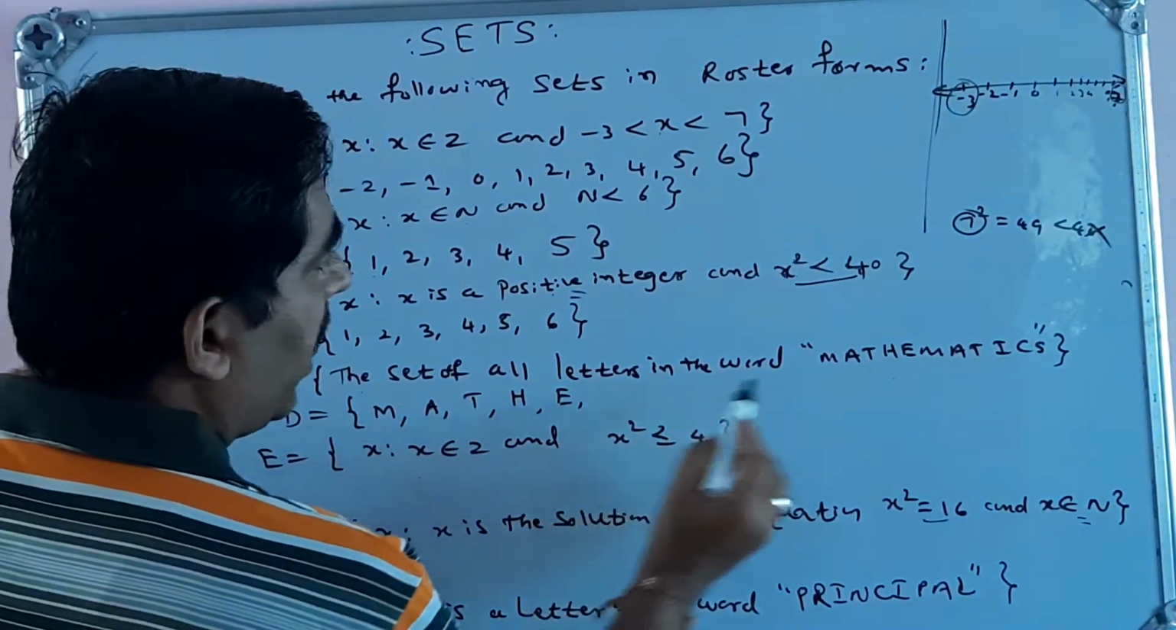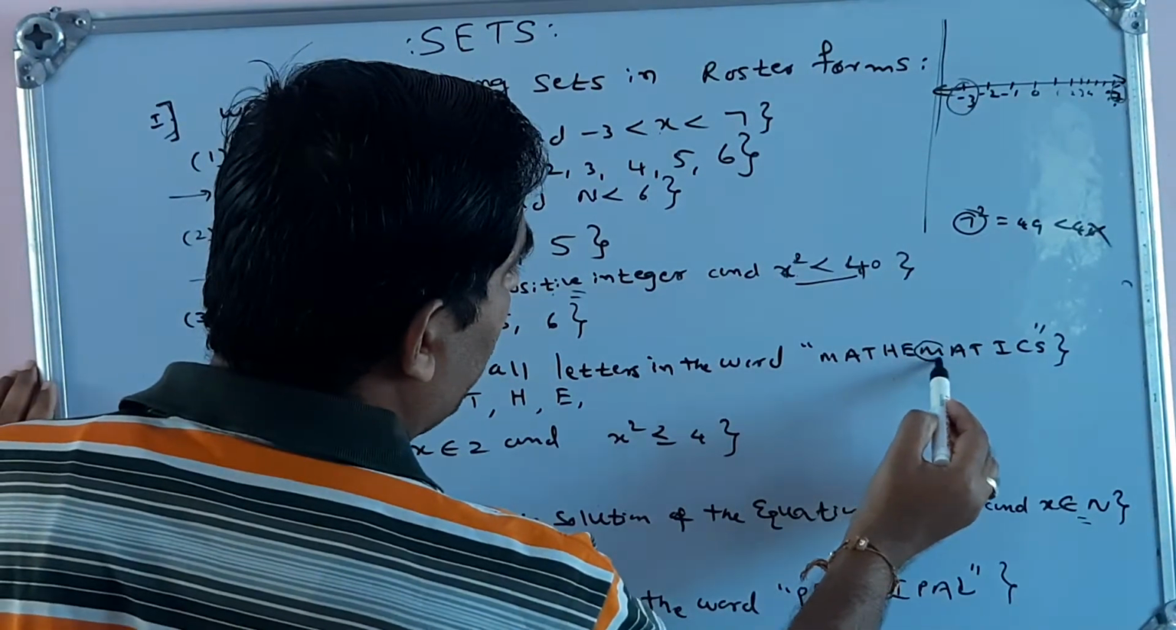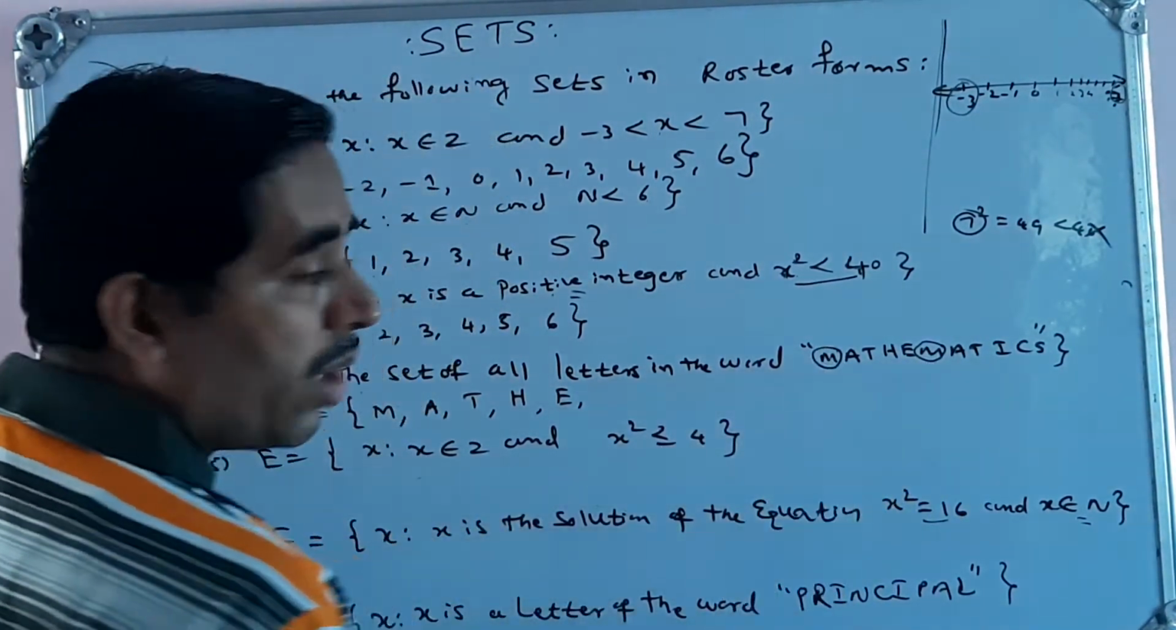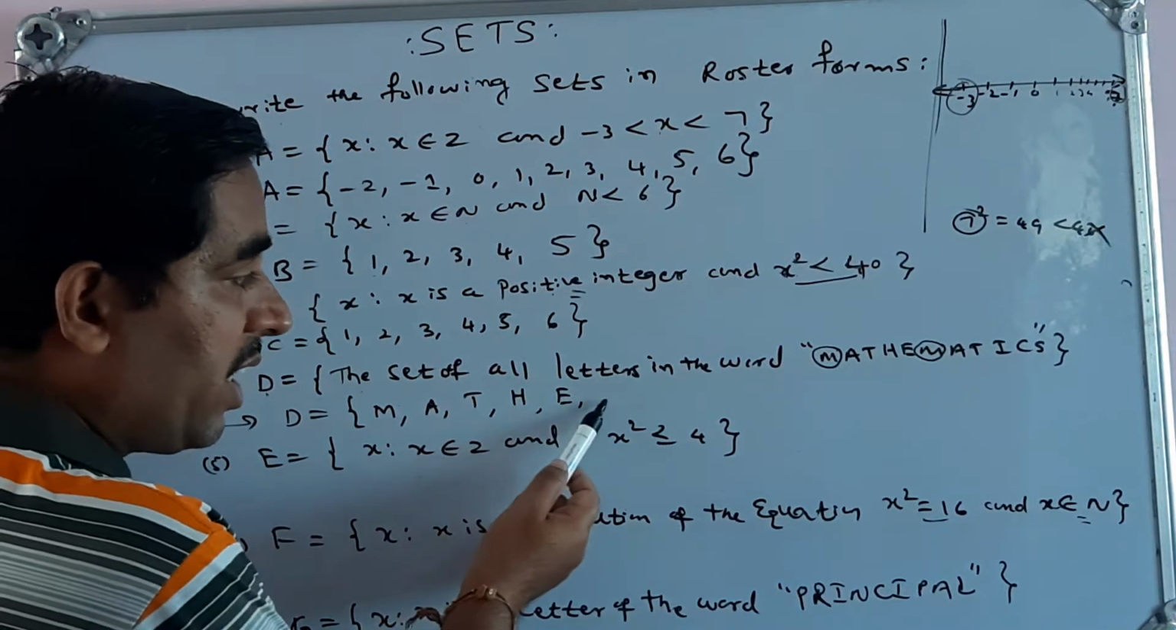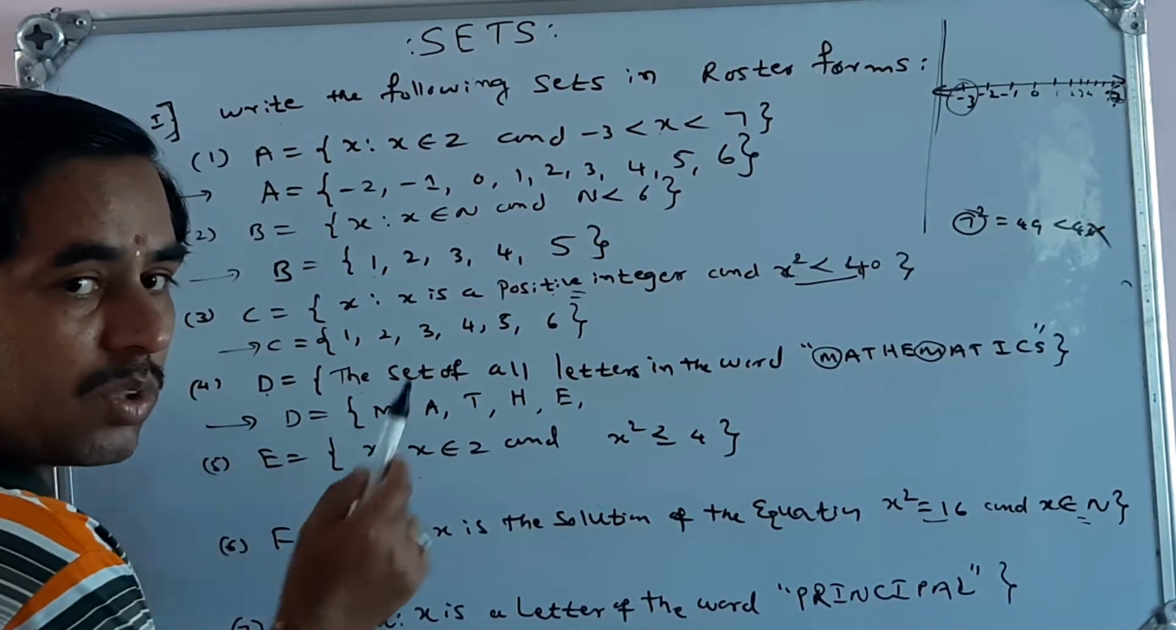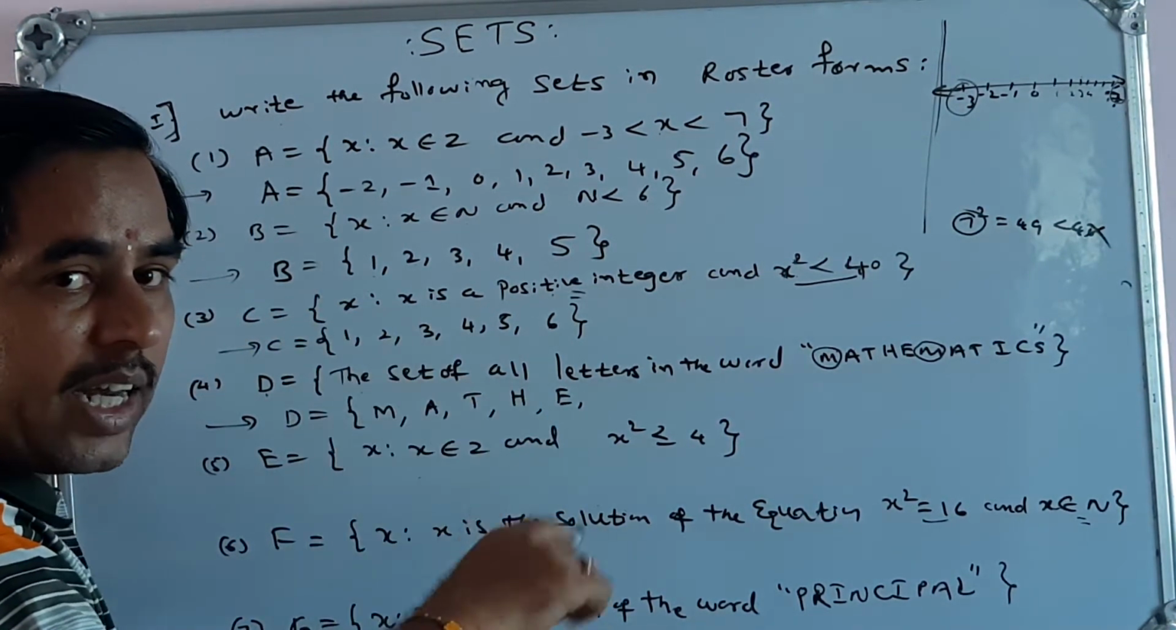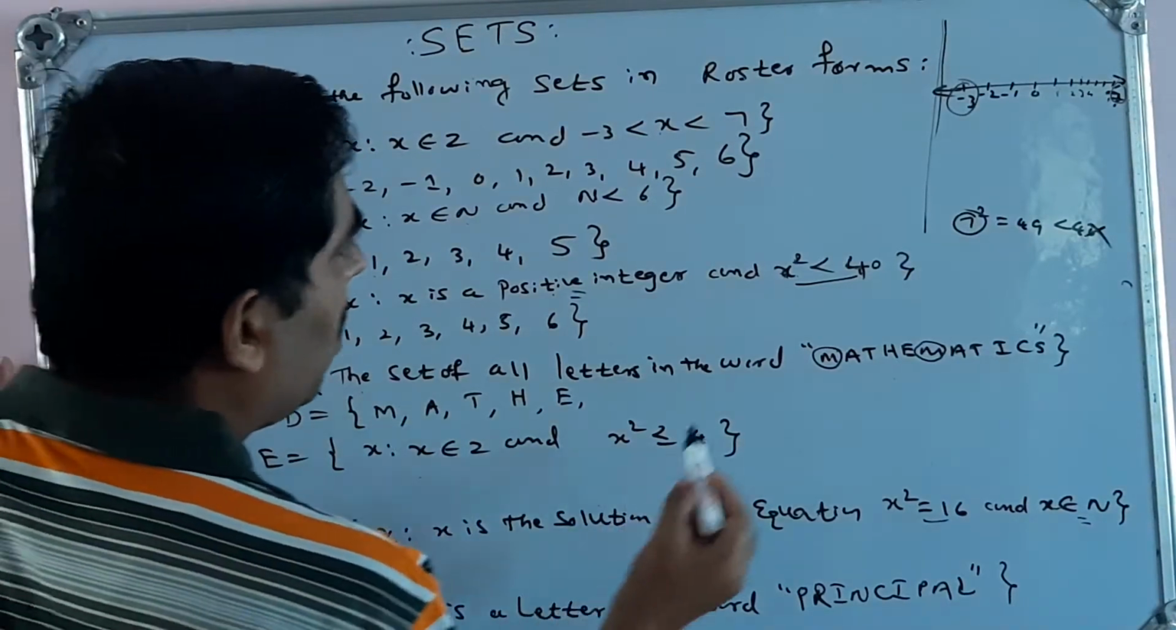E. Here, M is repeated 2 times. So no need to write that M again. Already we have listed M, so don't write the letter M again.